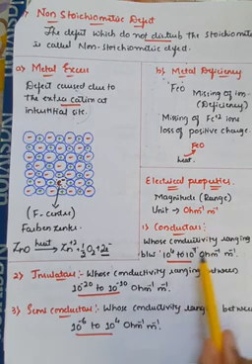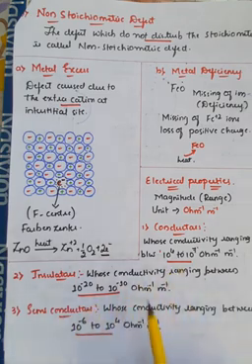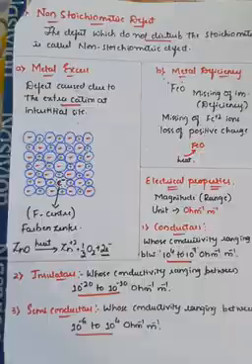Therefore, in case of conductors, the conductivity ranges between 10 raised to 4 to 10 raised to 7 per ohm per meter. In case of insulators, the range is between 10 raised to minus 20 to 10 raised to minus 10. And in case of semiconductors, it is in between, that is 10 raised to minus 6 to 10 raised to 4 per ohm per meter. Right? Like this, we can define the electrical properties in case of solids.